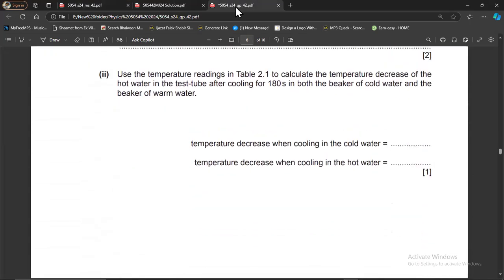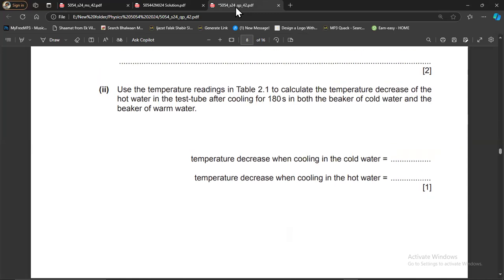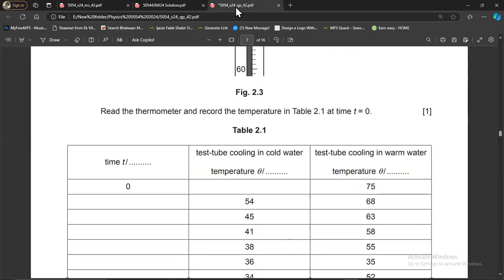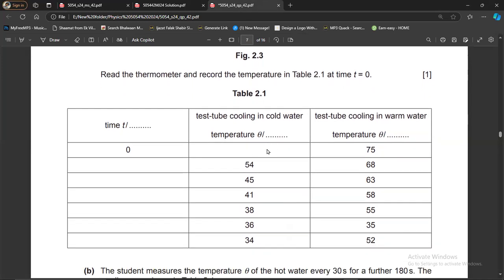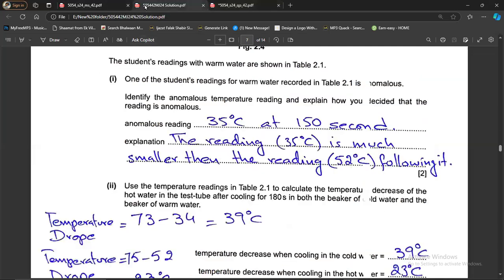He says use the temperature readings in Table 2.1 to calculate the temperature decrease of the hot water in the test tube after cooling for 180 seconds in both the beaker of the cold and the beaker of the warm water. So this is the beaker for the cold water. Its initial temperature is, I think, 73, and after 180 seconds, it is 34. And this is the test tube which is in the warm water. Its initial temperature is 75 and the final temperature is 52 after 180 seconds.